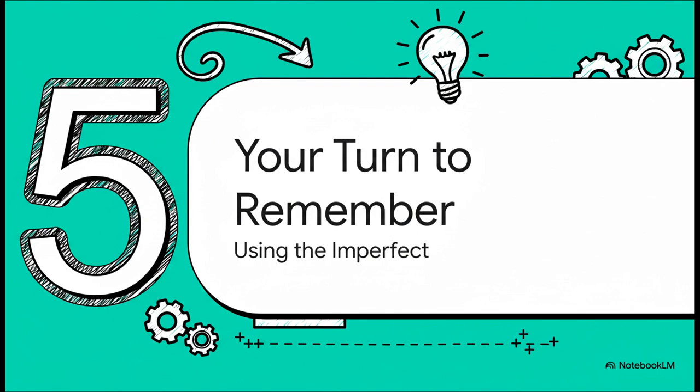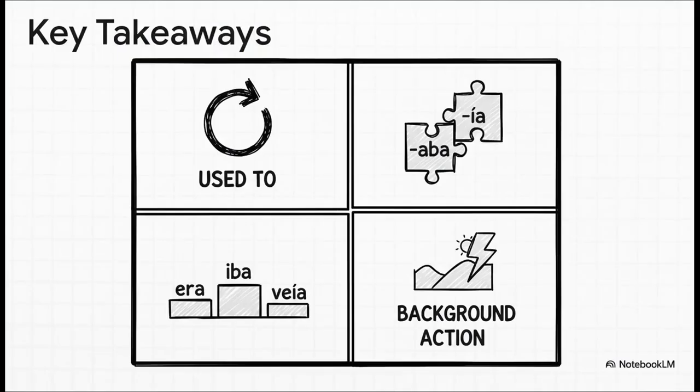So, now you've seen how to build it, and more importantly, when to use it, let's just do a quick recap to make sure the most important ideas really stick with you. Okay, here are the 4 things I really want you to take away. Number 1, use the imperfecto for used to or was or were doing something. It's for descriptions and habits. Number 2, conjugation is a piece of cake. Just add aba or ía. Number 3, you only have to memorize 3 irregulars. Era, iba, veía. And number 4, the big one, think background versus action.